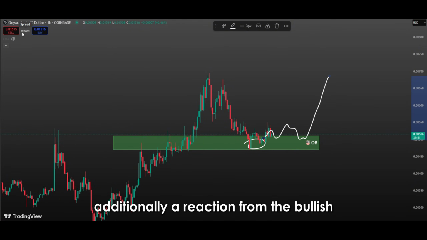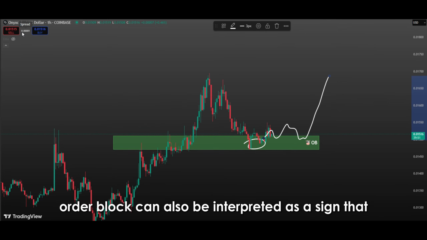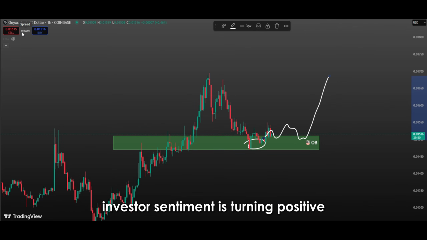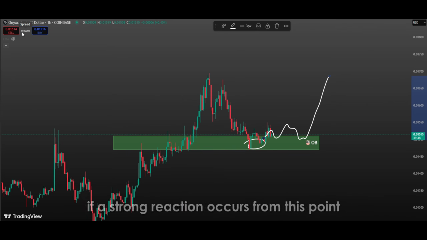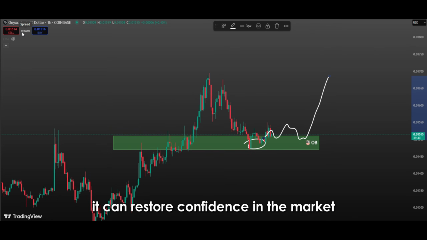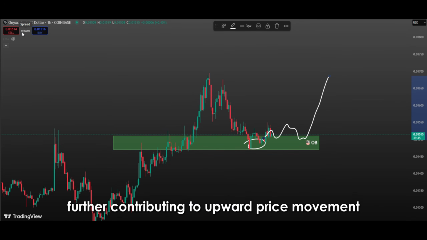Additionally, a reaction from the bullish order block can also be interpreted as a sign that investor sentiment is turning positive. Most market participants closely monitor these structural support areas and often prefer to open positions at such levels. If a strong reaction occurs from this point, it can restore confidence in the market and encourage new investors to enter, further contributing to upward price movement.